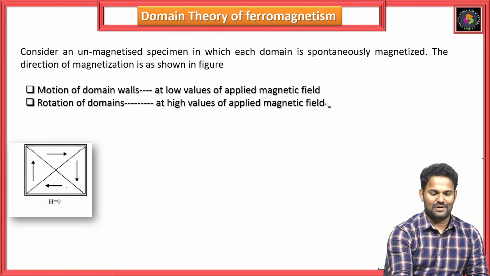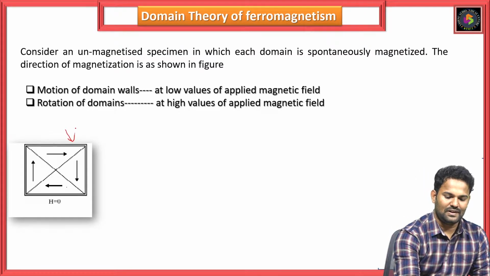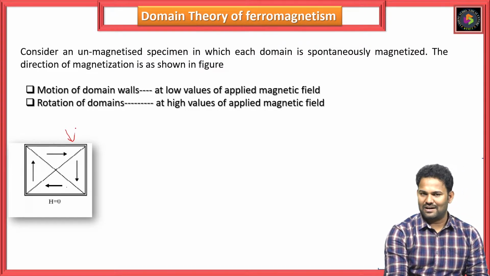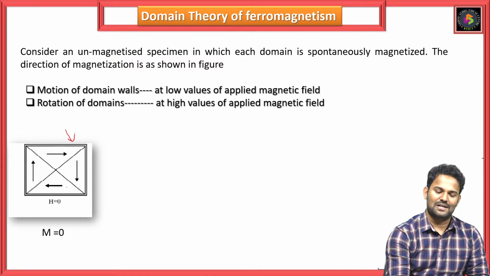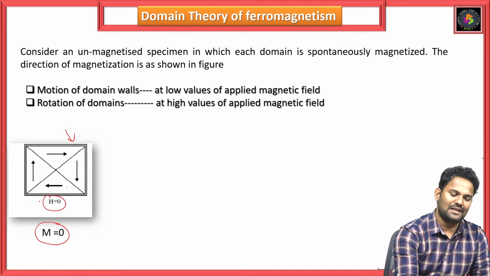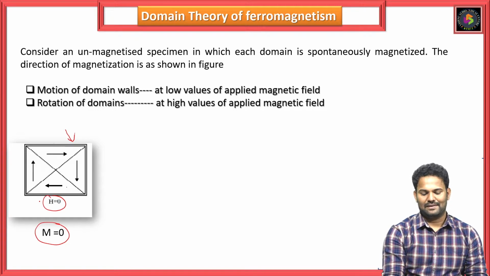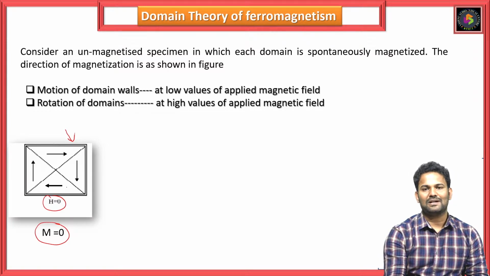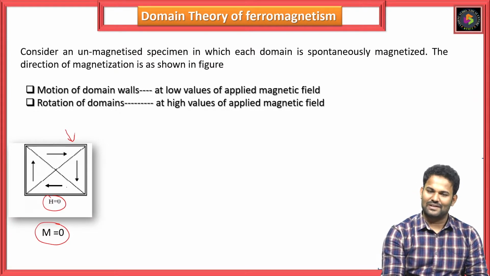The first diagram you can see here. In this diagram, we are not applying any external magnetic field to the ferromagnetic material. So the domains are all in random directions. The magnetization value is also 0. This is the magnetization value. We are not applying any magnetic field, so all domains are in different directions. So the net magnetic moment is completely 0 in the first case.